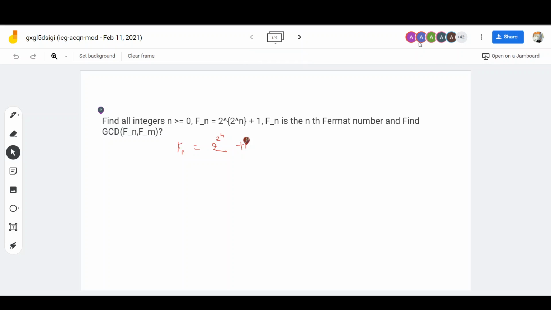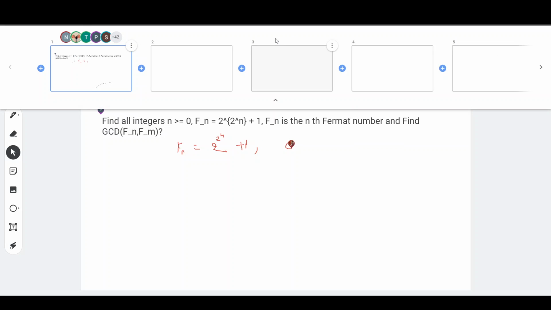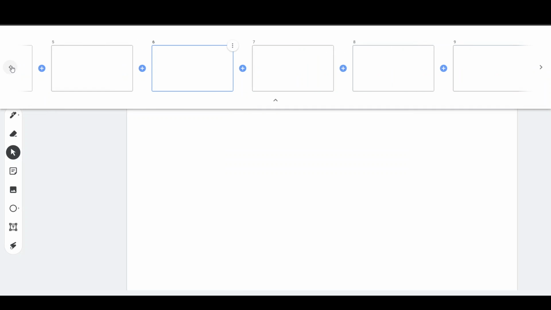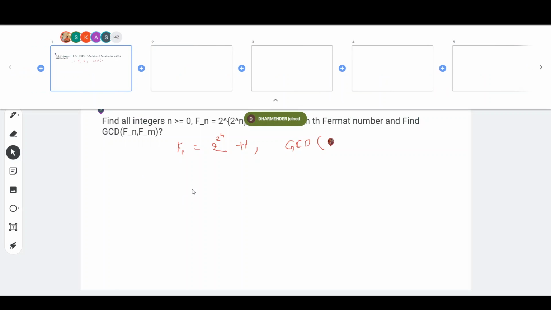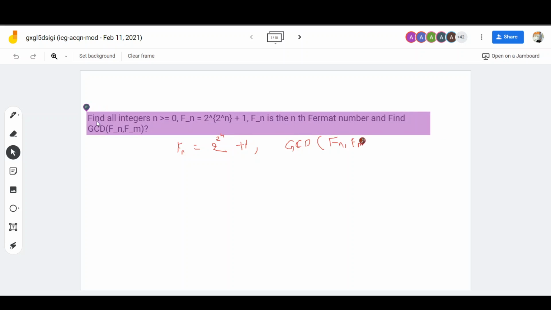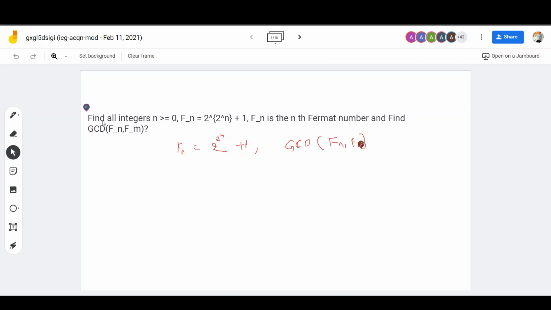Then you have to find GCD of Fn comma Fm, equal to how much? How are you going to try to solve this problem?